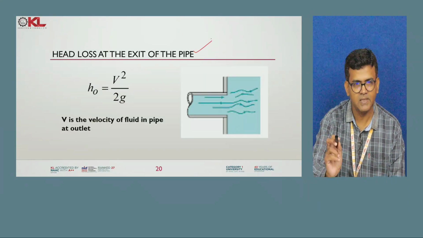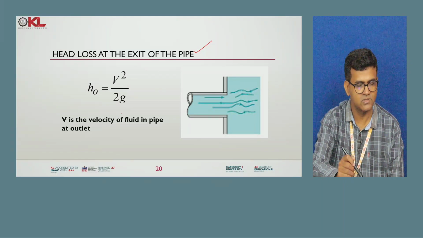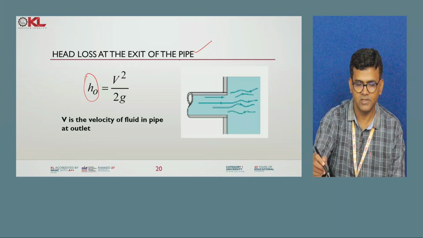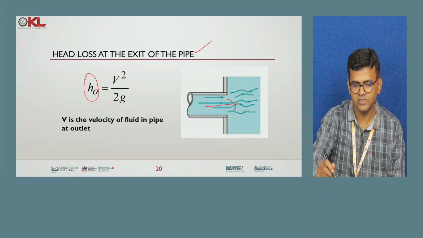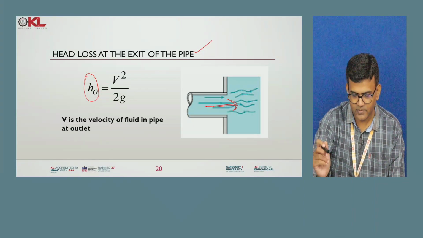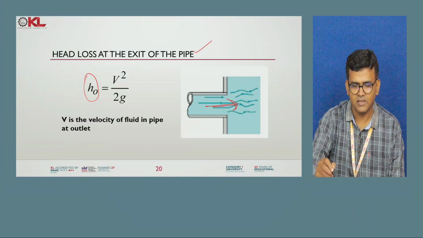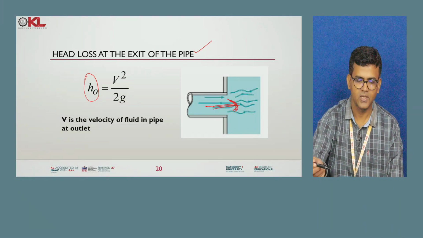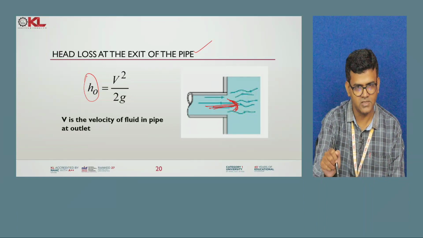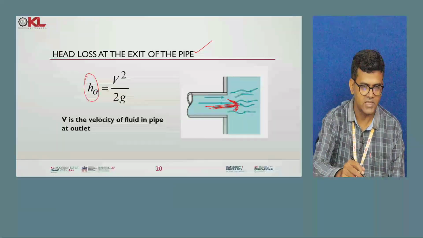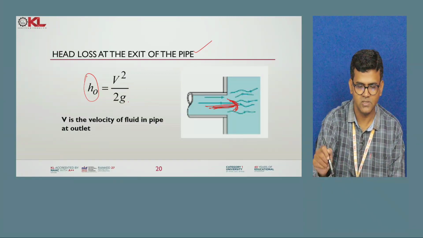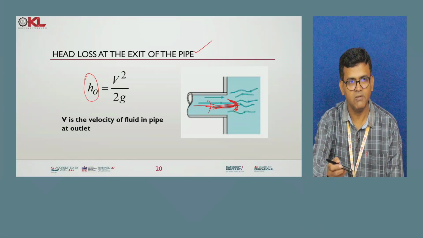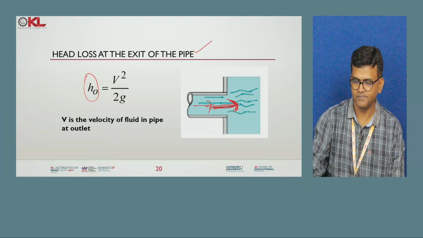Head loss at the exit of the pipe. At the exit of the pipe, the head loss is equal to V square upon 2g. h naught is the head loss at the exit of the pipe. When the fluid exits from the pipe, there is also a change in the cross section, a change in the shape. If some change is there, there is a loss of energy. So at the exit, the head loss h naught is equal to V square upon 2g, where V is the fluid velocity in the pipe and g is the acceleration due to gravity. Using this formula, you can find the head loss at the exit of the pipe.